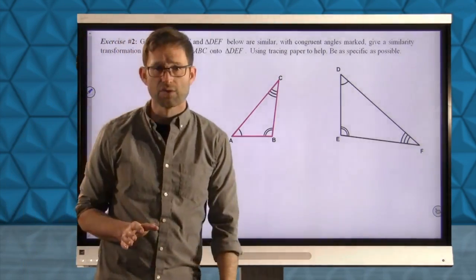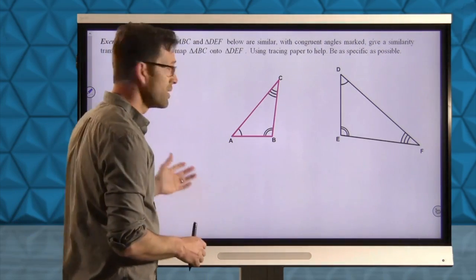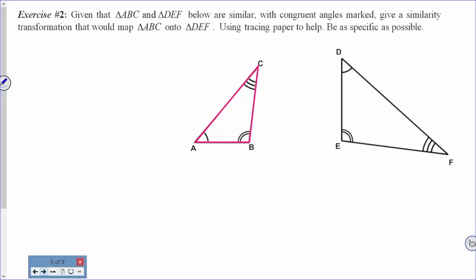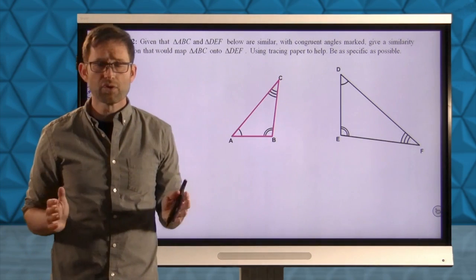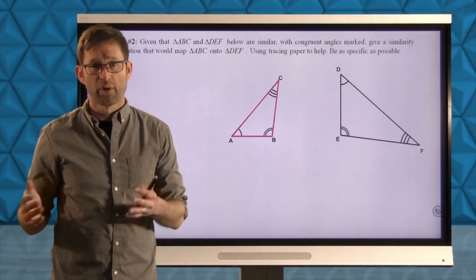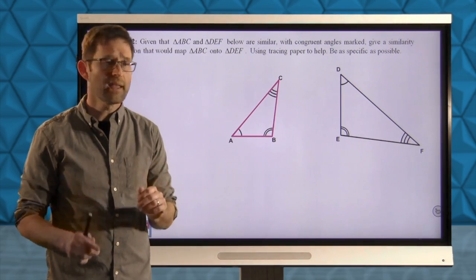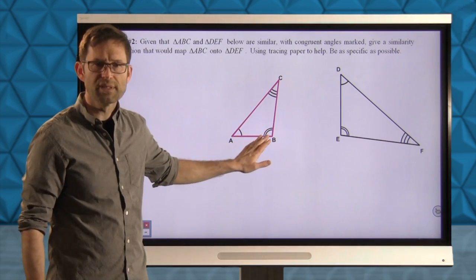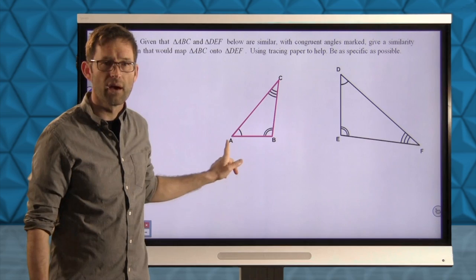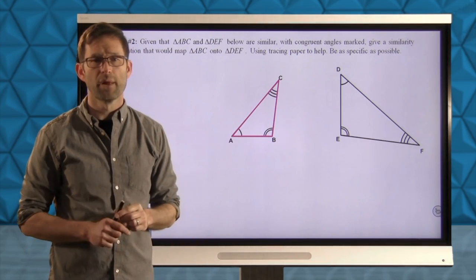Now these can be fairly challenging, and we're going to start off with one that's kind of tough. Exercise 2. Given that triangle ABC and DEF below are similar, with congruent angles marked, give a similarity transformation that would map triangle ABC onto triangle DEF using tracing paper to help. Be as specific as possible. Again, this can be rather challenging, especially if you don't have tracing paper to work with. So pause for a moment, take out some tracing paper, trace out triangle ABC like I've done. I would even suggest writing on point A, point B, point C, and then we'll take it from there.